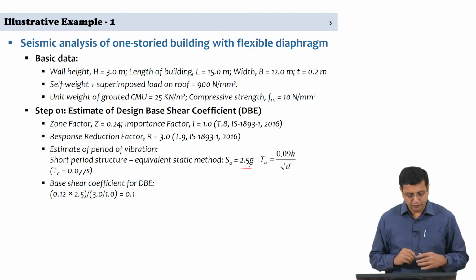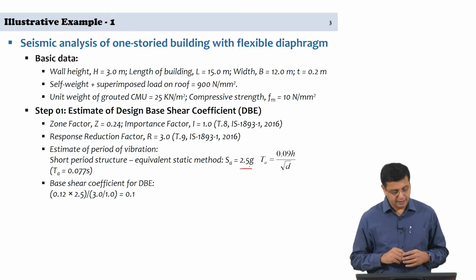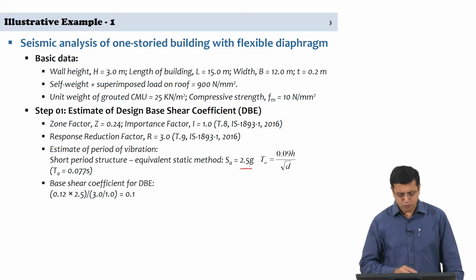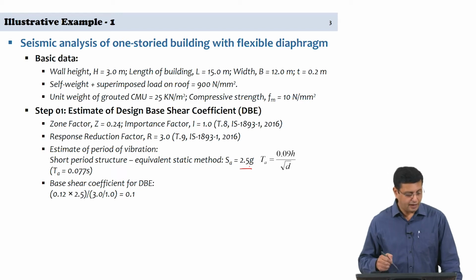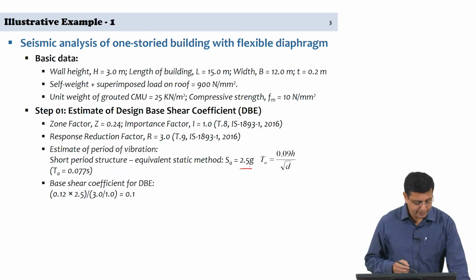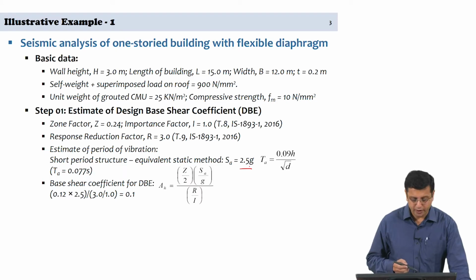So, the base shear coefficient for the design basis earthquake is calculated as Z by 2 into 2.5 divided by the response reduction factor over importance factor, R by I, 3 divided by 1, and I get a base shear coefficient Ah equal to 0.1 for this particular example.